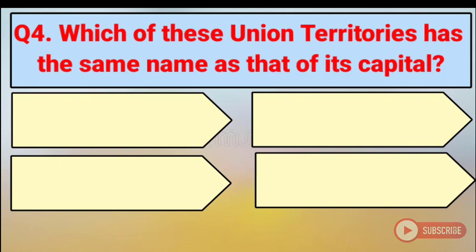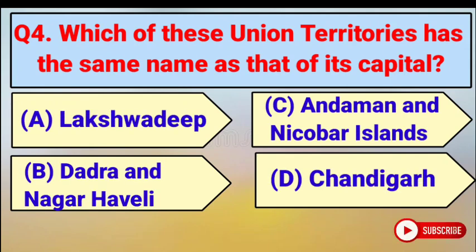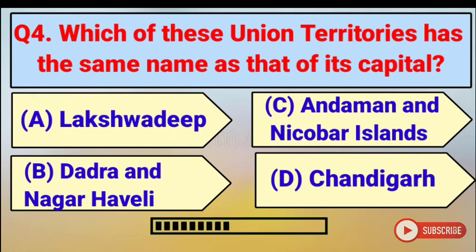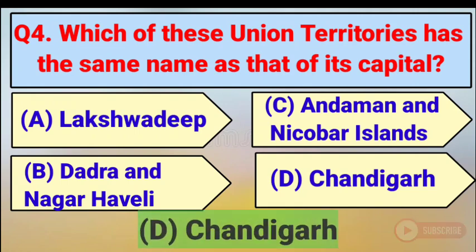4. Which of these union territories has the same name as that of its capital? Your options: A. Lakshadweep. B. Dadra and Nagar Haveli. C. Andaman and Nicobar Islands. D. Chandigarh. Your correct answer is D.